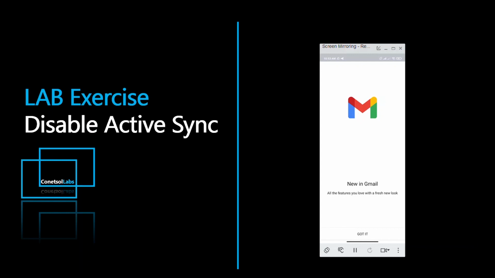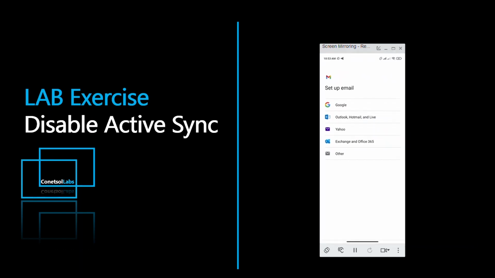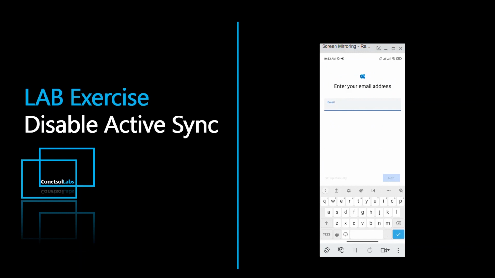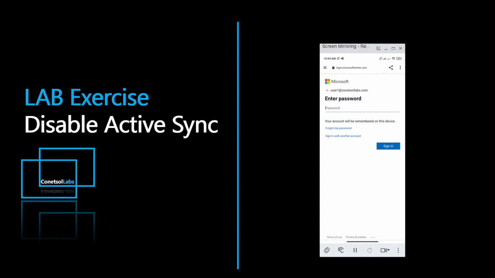I have my mobile here and I have opened the email client to configure my email. I will add my email address here and choose Exchange and Office 365. I have successfully entered my email address and I will choose next, and the next screen will prompt for a password. I have entered my password successfully and I will choose sign in.